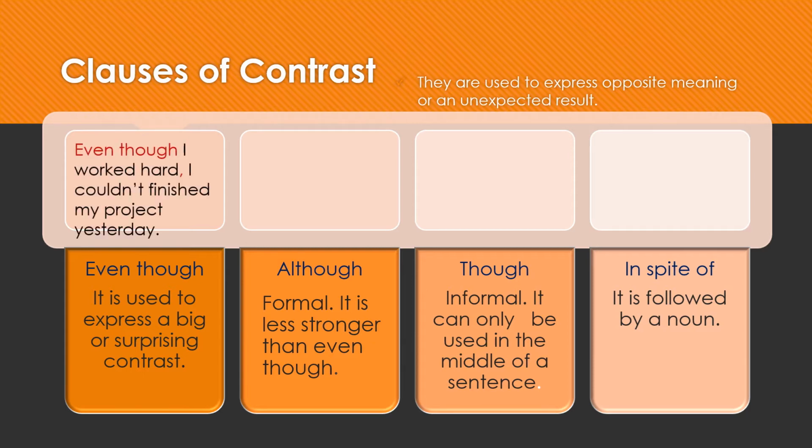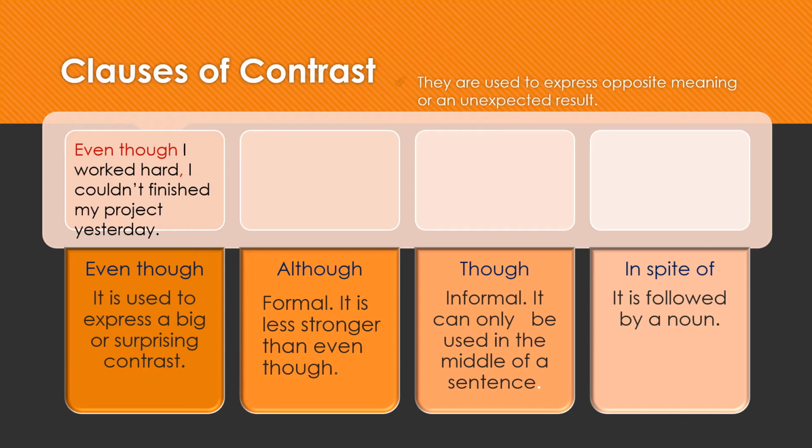Even though, in this example, is used like this: Even though I worked hard, I couldn't finish my project yesterday. So we have the contrast, working hard and not finishing. Even though gives us that contrast, and it is used at the beginning of the sentence. Notice that we have a comma after hard. If we have even though or although at the beginning of a sentence, we have to have a comma after the first idea or the first clause, right?